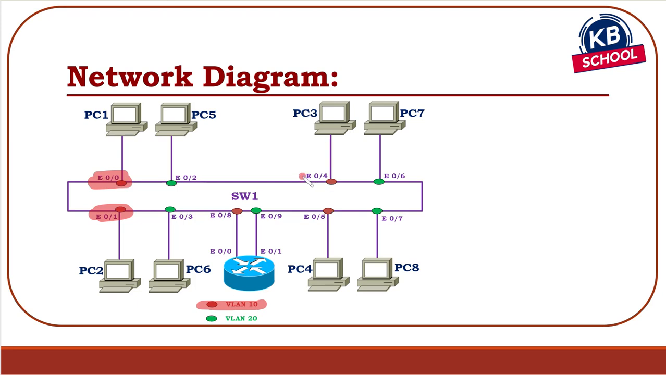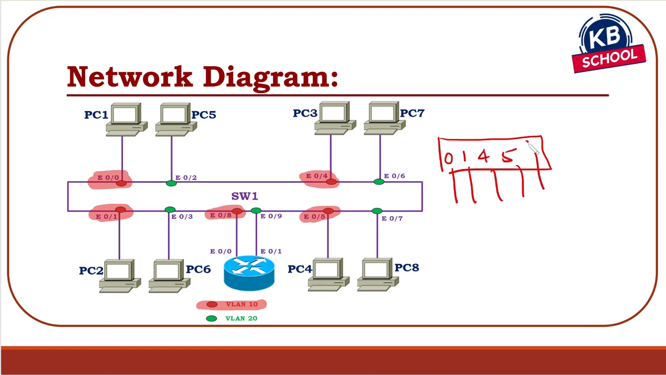Similarly, PC3, which is on port 4 of the same switch, I'll say that is in VLAN 10. Port 5 is in VLAN 10. And one of the router ports, which is E08, is in VLAN 10. So I've created a single logical switch which has ports 0, 1, 4, 5, and 8. 8 connects to the router, the others connect up to the individual PCs that are connected into the switch.